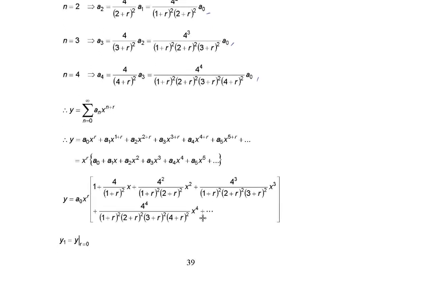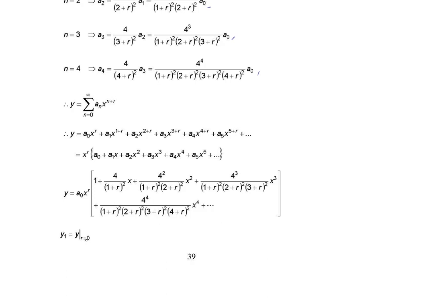So our solution for y1, we substitute back r equals 0 into this, we will get y1 equals, just substitute r equals 0. So 1 plus 0 is 1, 1 plus 0 is 1, 2 plus 0 is 2, squared and so on. This is our y1, after we simplify.